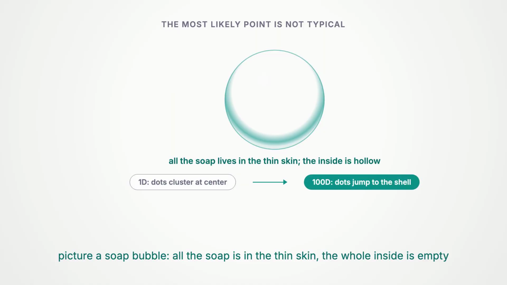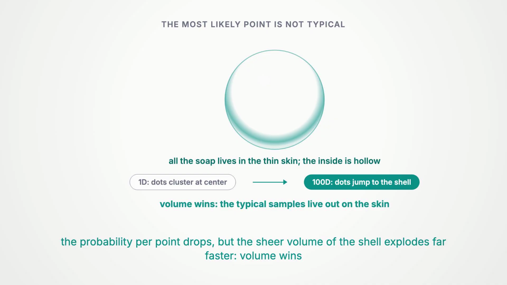How can the most likely point be the emptiest? Because as you move outward, the probability of any one point drops, yes, but the amount of room out there, the sheer volume of the shell, explodes far faster. Volume wins. So the real, typical samples live out on the skin, and the bright peak in the middle is a place almost nothing ever visits.